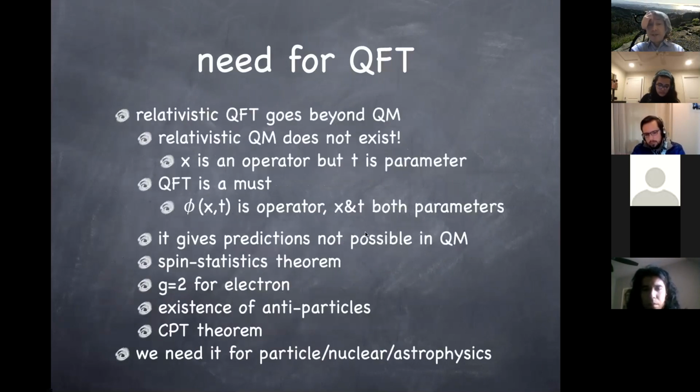And then relativistic QFT goes beyond quantum mechanics for sure. Now position is demoted from an operator to a parameter. Field is an operator instead, and gives new predictions like the spin-statistics theorem, the g factor of the electron, 2 at the lowest order, with corrections at higher orders. The existence of the antiparticle was predicted by Dirac. It was confirmed by Anderson in cosmic rays. We talked about the CPT theorem. So we need this for many, many different branches of physics. That's the summary of the QFT we talked about today.